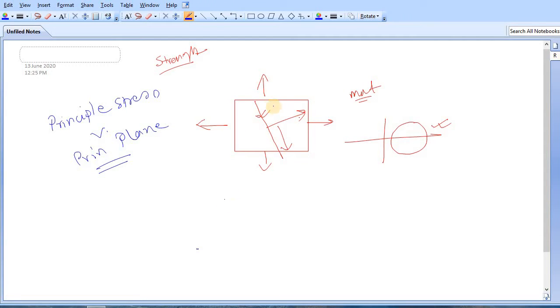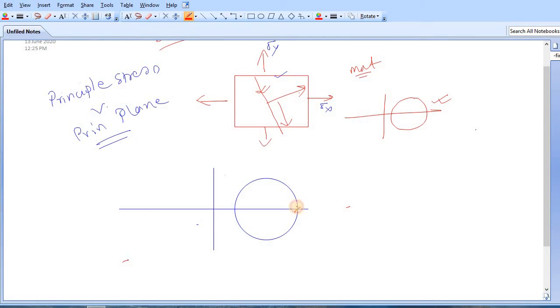Let's start. In this case, let's say the stress was sigma x and this was sigma y, and in your stress circle, let's draw a better stress circle. Here this is the axis, and let's say this was your circle. This value was sigma x and this was sigma y, and our assumption was sigma x is greater than sigma y. So can you tell me what the shear stress is here? Here the shear stress is 0, and here the shear stress is also 0.